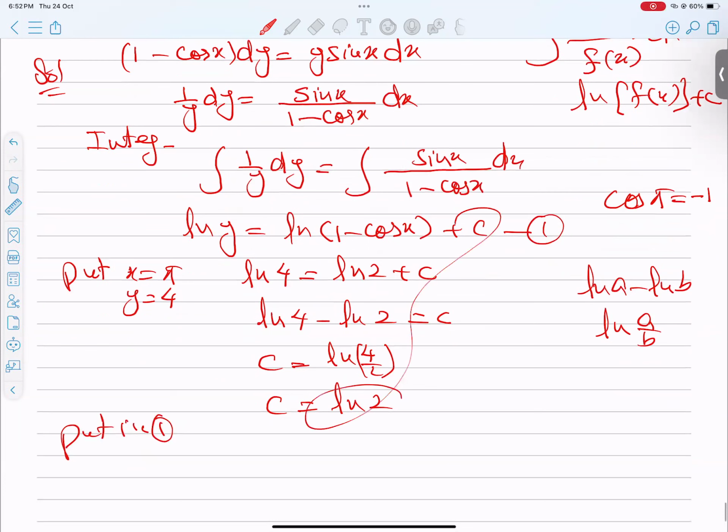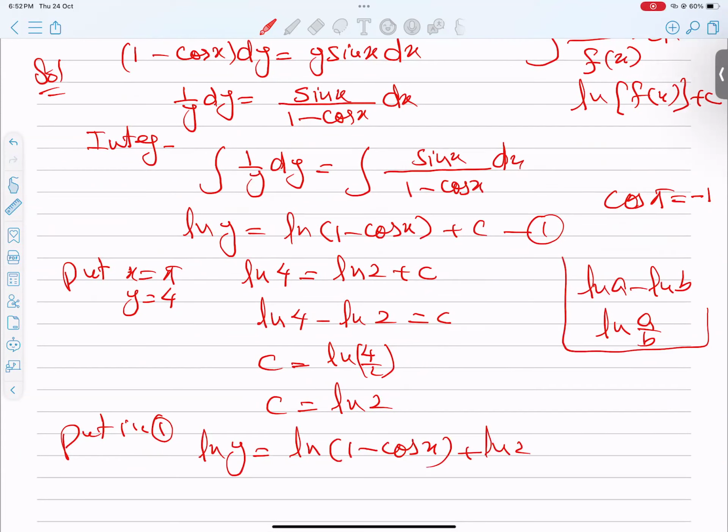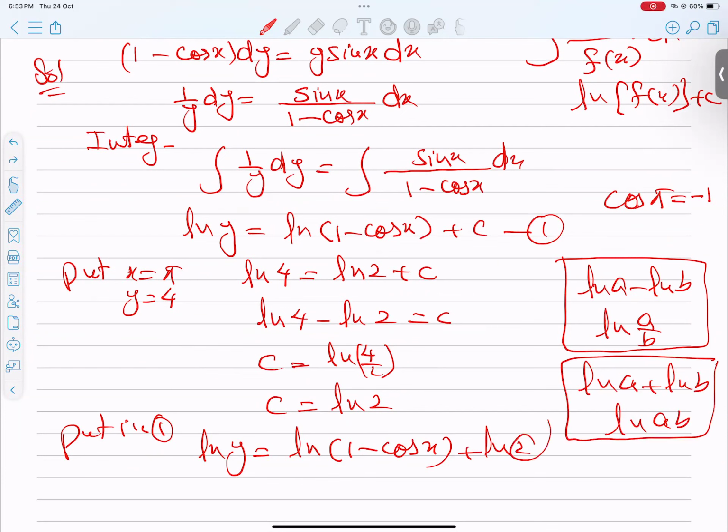So when I plug it in here, ln y equals logarithm of 1 minus cos x, and this value will go there, ln 2. Okay, one more property: a negative sign divides, but if the positive sign comes, log of a plus log of b, then they never divide, they multiply, a times b. Because there is a plus in the middle, this number and this will multiply. So I am multiplying 2 times this, and I will get this kind of form.